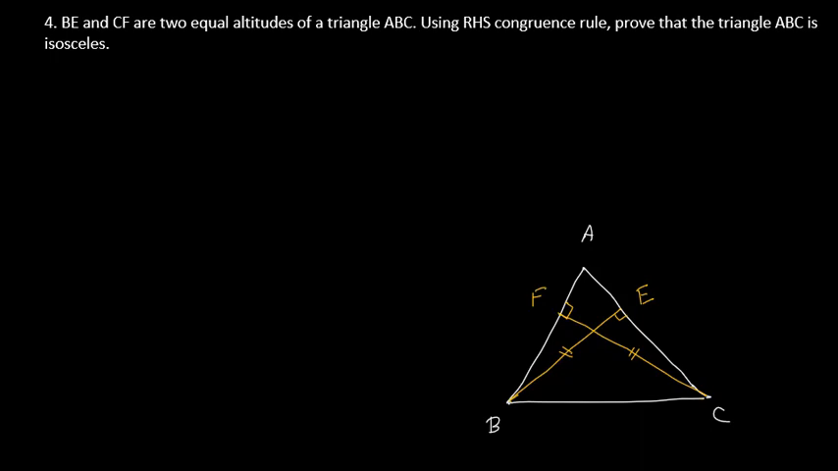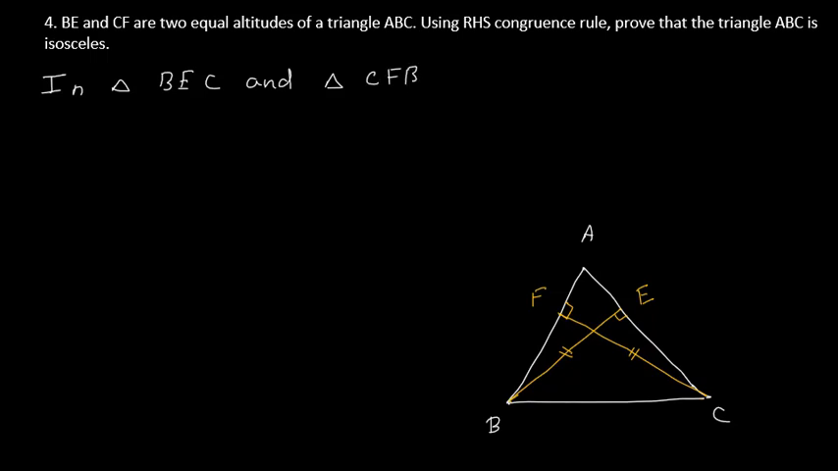I will take triangle BEC and CFB. Okay, because these two triangles are right angle triangles and their hypotenuse BC is common, and then one side is equal. So my job will be done. Okay, so given and to find, right? And here in the solution I will take two triangles. In triangle BEC and triangle CFB.